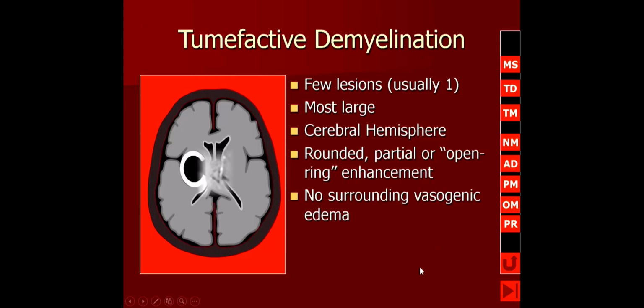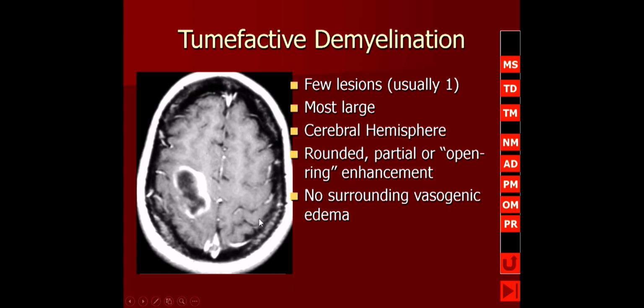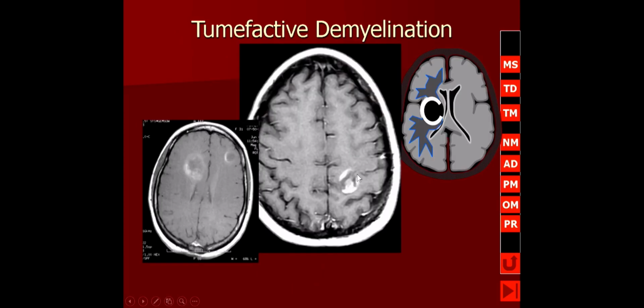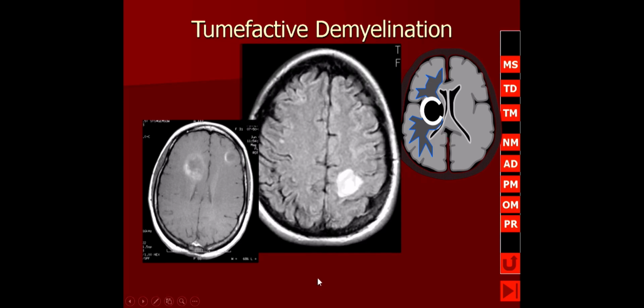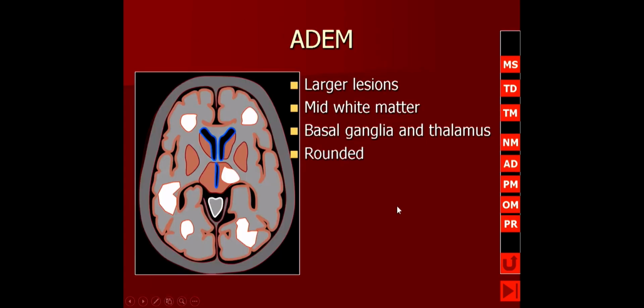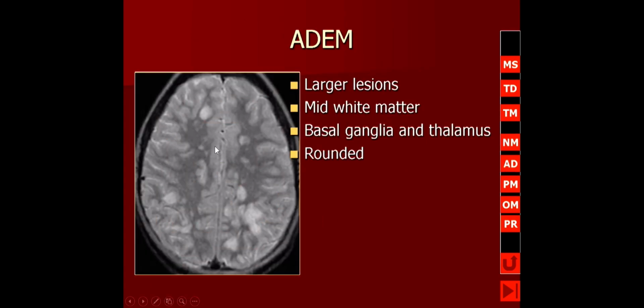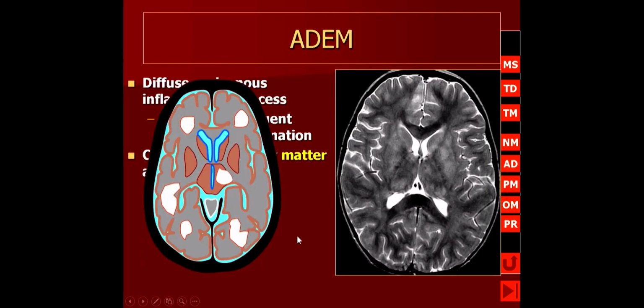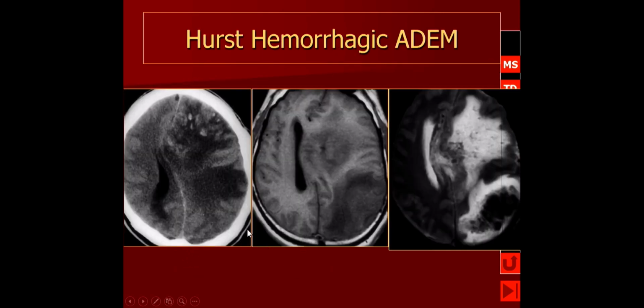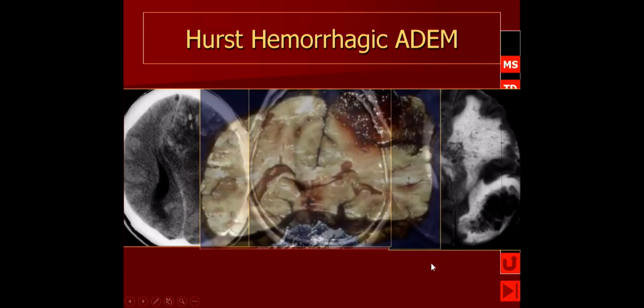Tumefactive demyelination, the open ring of enhancement. The first one I saw had no surrounding vasogenic edema. A couple of other examples showed the same kind of open ring or horseshoe of enhancement, and again, no surrounding vasogenic edema. ADEM, we want to remember the larger rounded lesions that aren't touching the ventricle, that are more peripheral, and again, they may involve the gray matter in the brainstem and the thalamus. We showed you one complication of any kind of demyelination, which is that hemorrhagic phenomenon, or Hurst disease.